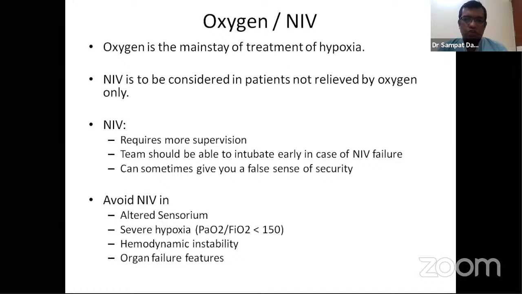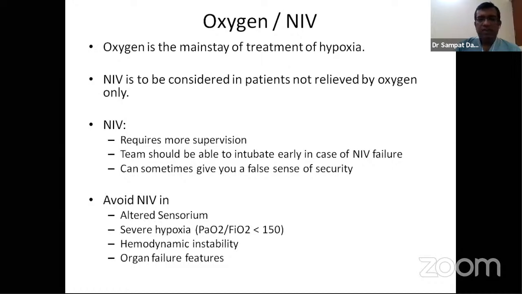because that requires more supervision. You have to be there with the patient. The team should be able to intubate early, because you can't just run inside the ICU and intubate; you have to wear PPE and everything, and your trained manpower has to go. So it takes around 15 to 20 minutes, which is difficult. And many times it gives you a false sense that the patient is good and everything is okay, but that's not so.